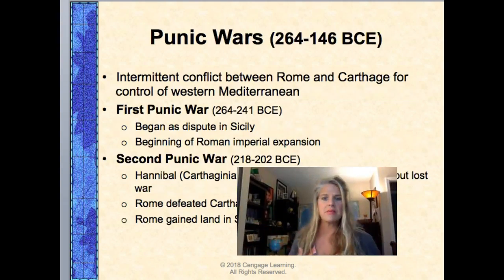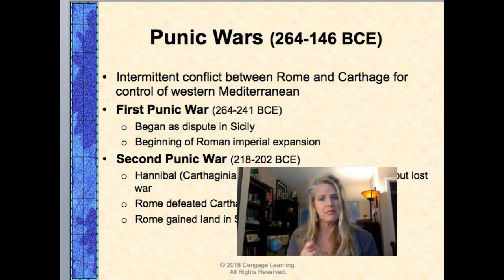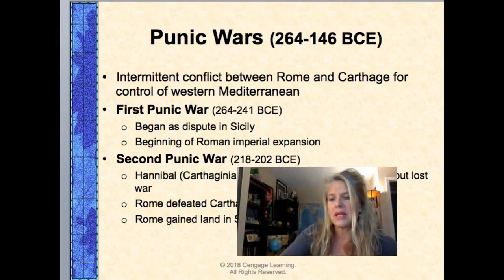Punic Wars, we already talked about. This is Hannibal and his legacy. Intermittent conflict between Rome and Carthage began over a dispute of Sicily. Hannibal, Carthaginian, ravaged Italy, won every battle, but lost the war. Rome defeated Carthage at Zama, and Rome gained land in Spain and France.